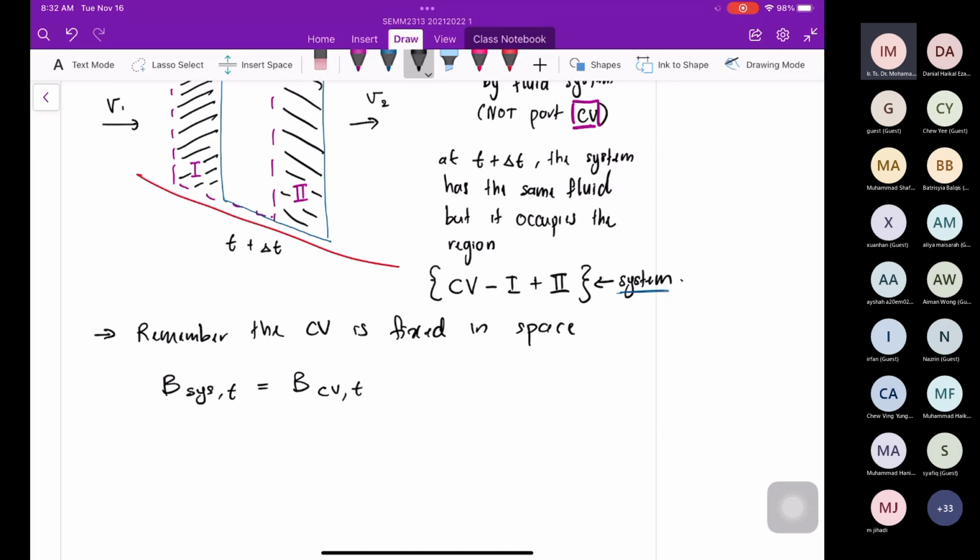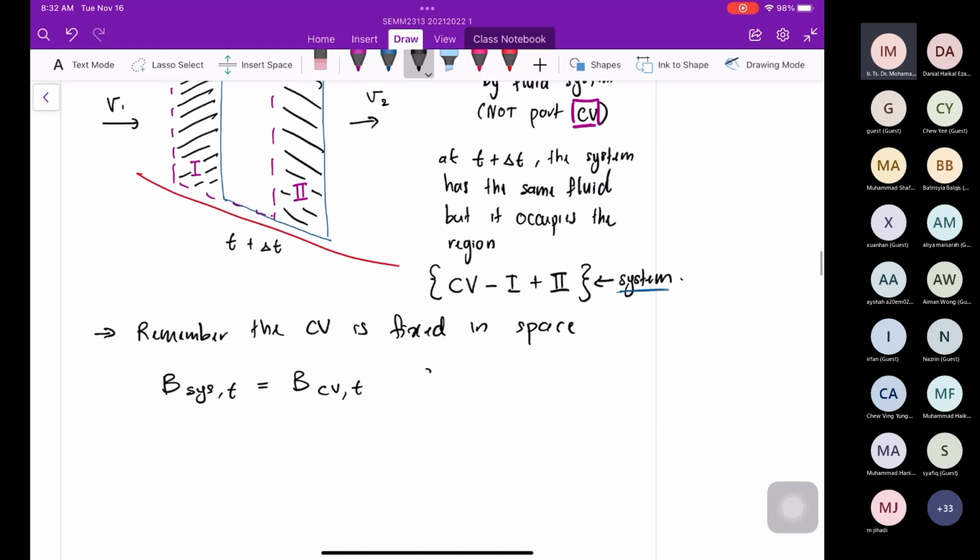Okay, do you have any question? Not understand, which part? The B for system, equal to B CV. Okay, good. That is why I ask you, do you have any question? Because I want to see, do you notice what is B?